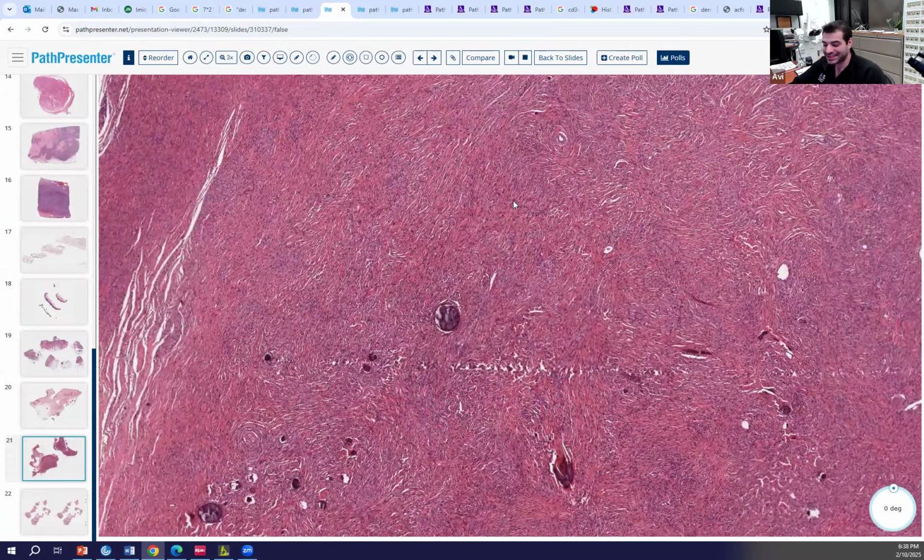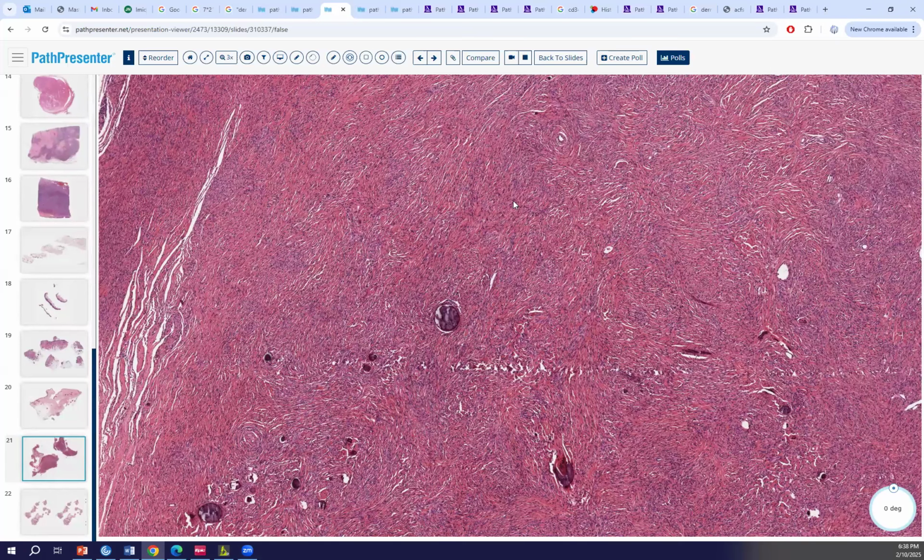Ooh, who remembers the psammoma body differential? I just remember meningioma, thyroid cancer, papillary thyroid cancer. Papillary thyroid cancer, very good. Meningioma, very good. Okay. Ovarian. That's it. I don't know anymore. Ovarian, I think. Is there like a type of ovarian cancer? Serous? No, epithelial? No. I don't remember.